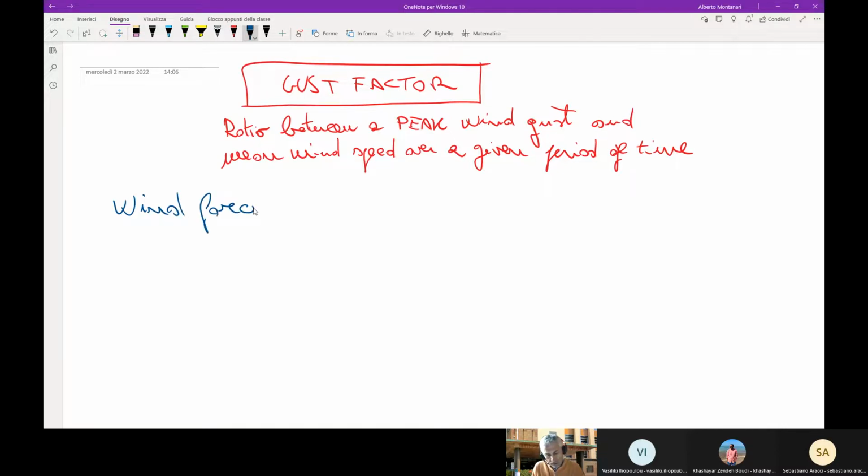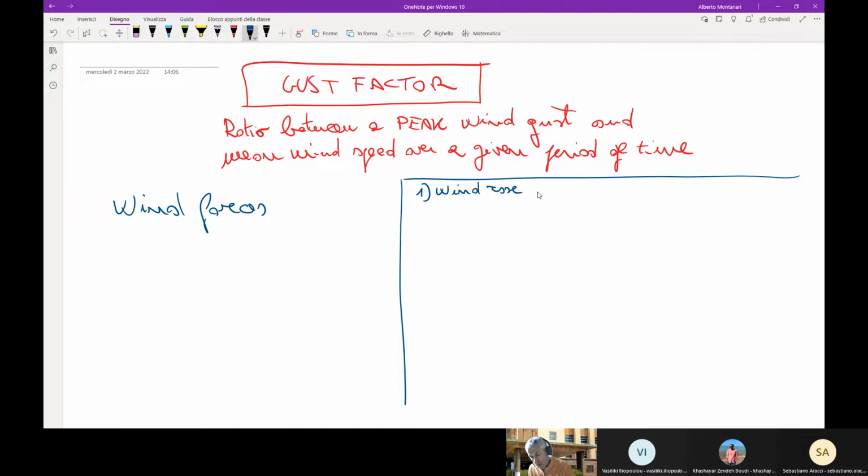So we got an estimate of wind speed through the probability distribution. Remember, the Windrows gives you the probability distribution. And then you can estimate the wind speed, so the max wind speed for a given probability. So let's make a scheme in order to summarize what we discussed today so far. We have 1, the Windrows, which gives probability distribution. Good. And then you have guidelines or legislation for design. They give you what? The design probability.